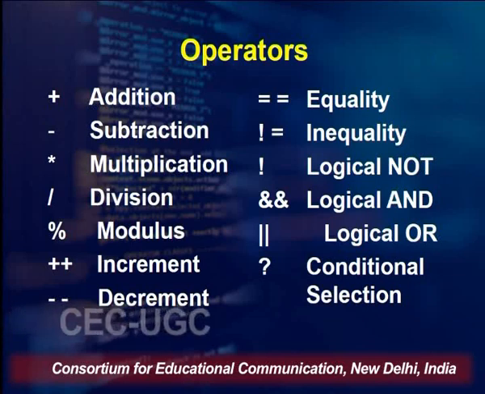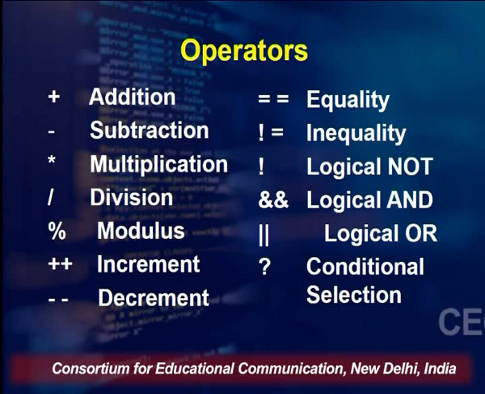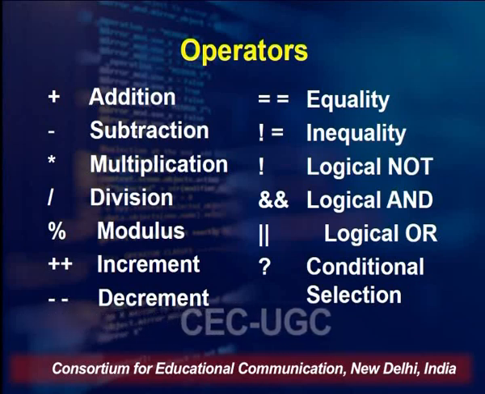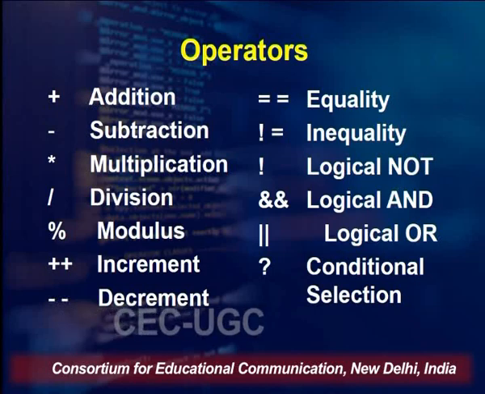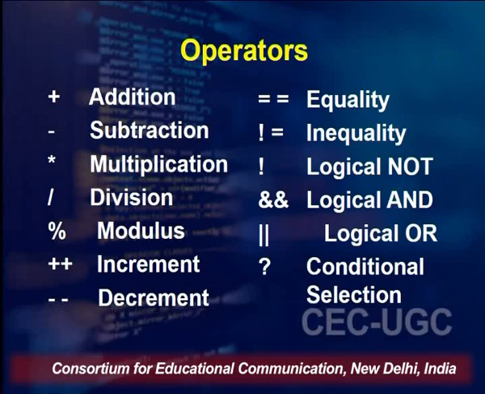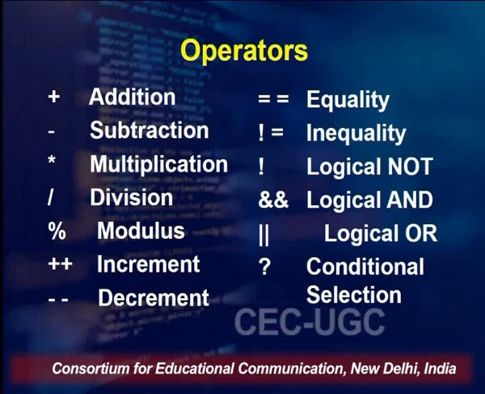Then we have the equality sign, that is, if you want to check whether 2 values are equal or not. Then you have inequality, when you want to check whether 2 values are not equal. Then you have the logical NOT operator, for which you use an exclamation sign. So this is used for reversing, that is for Boolean variables where you want to put not true or not false. Then you have the logical AND operator, where you want to check for 2 conditions together, then you will use the logical AND operator. For example, where A is greater than 100 and A is less than 300, likewise.